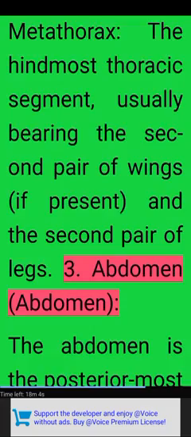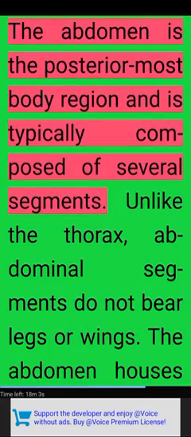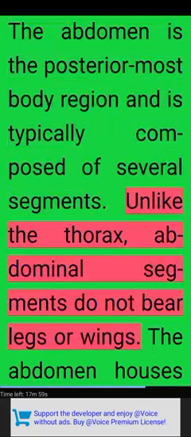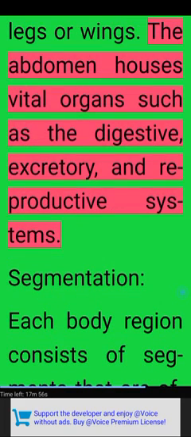3. Abdomen. The abdomen is the posterior-most body region and is typically composed of several segments. Unlike the thorax, abdominal segments do not bear legs or wings. The abdomen houses vital organs such as the digestive, excretory, and reproductive systems.